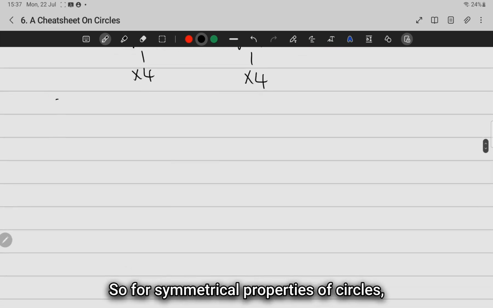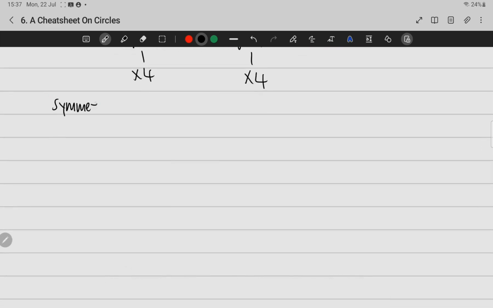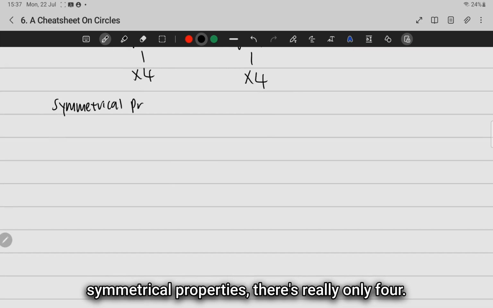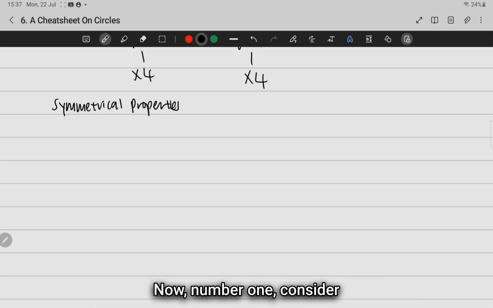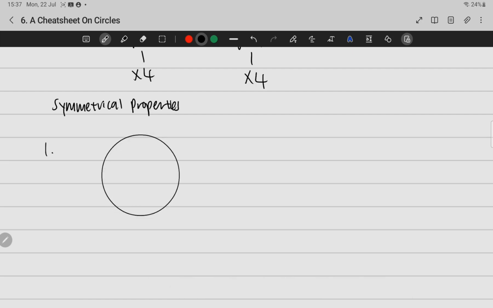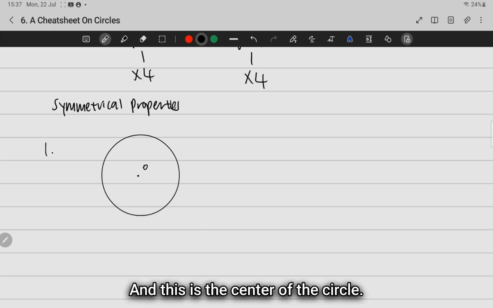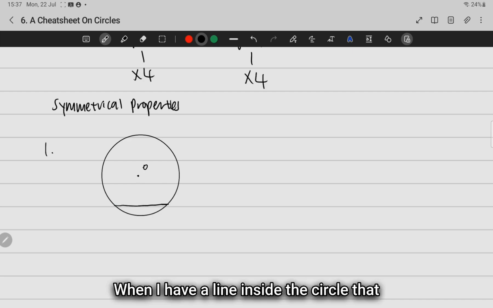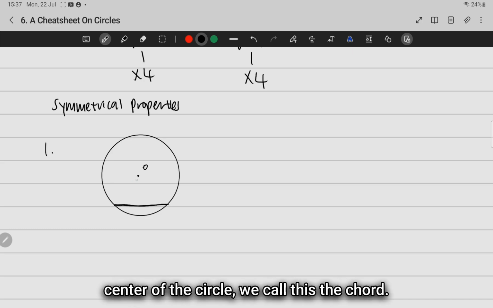So for symmetrical properties of circles, there's really only 4. Now, number 1, consider this circle over here. This is a circle, and this is the center of the circle. Now, when I have a line inside the circle that does not cut through the center of the circle, we call this the chord.